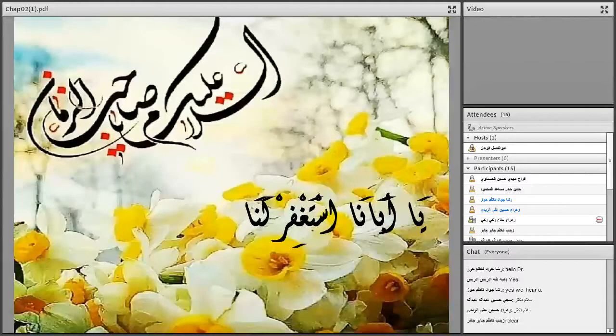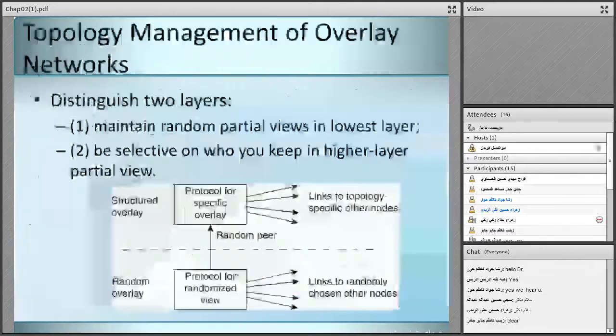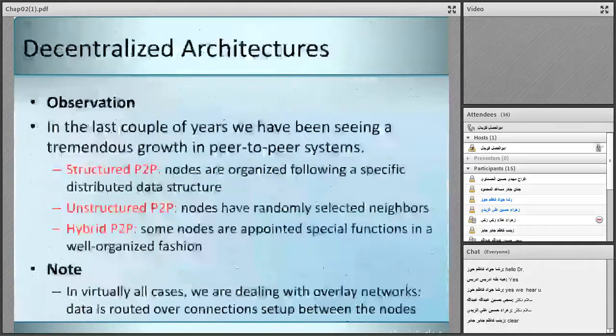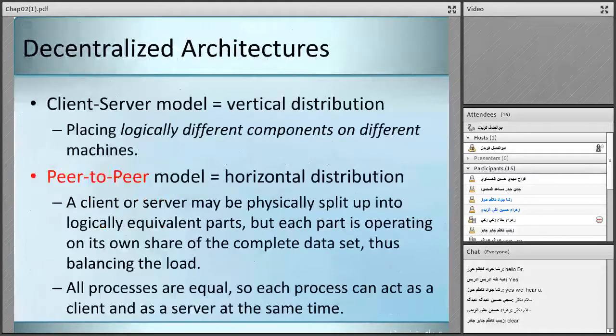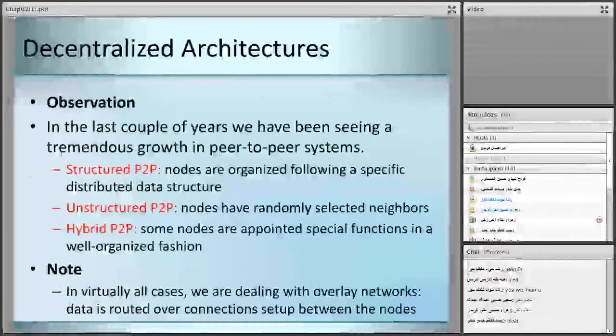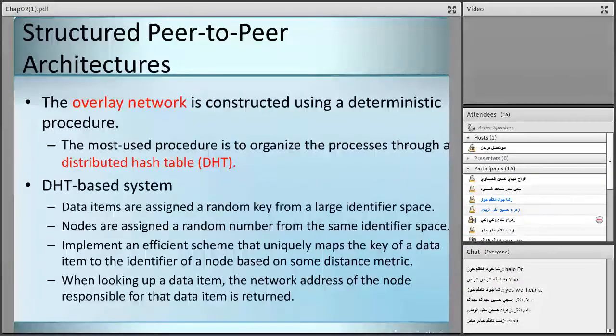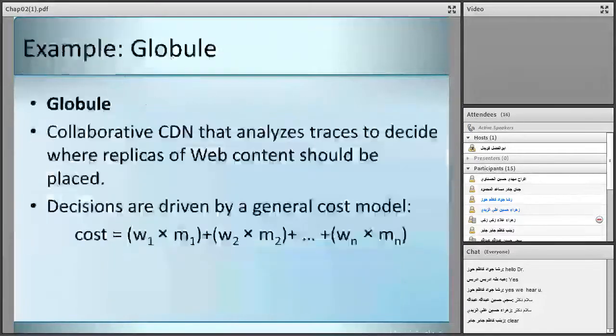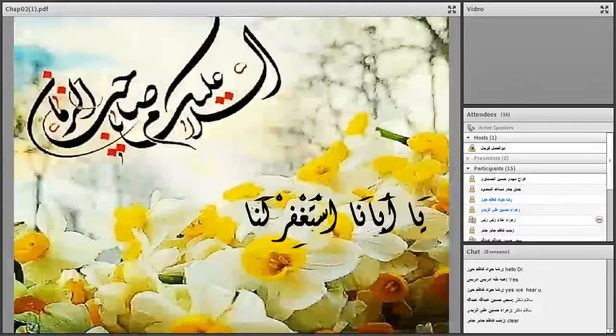Clear? Okay. So, chapter two for the final exam, you must read this chapter, chapter two, till here, structured peer-to-peer architecture. And these slides are omitted.